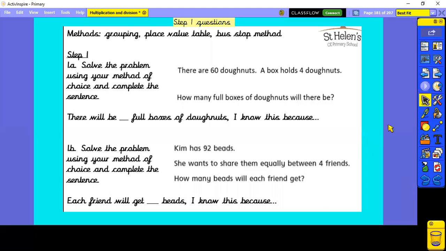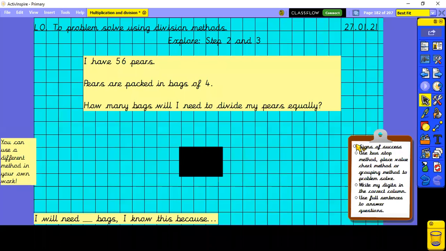Okay, well done Year 5. So now we have our step 1 questions, which are quite similar to the ones we've been doing. We've got some donuts and we've got some beads we want to share. So pause the video to do the step 1 questions now, please. Okay, now we're going to move on to the step 2 and 3 input.